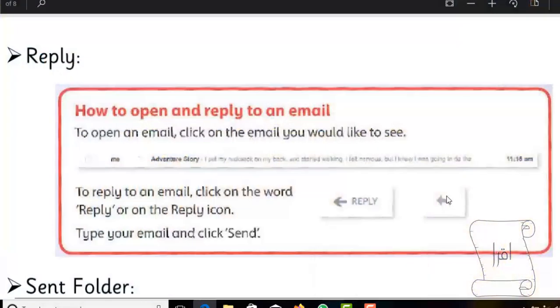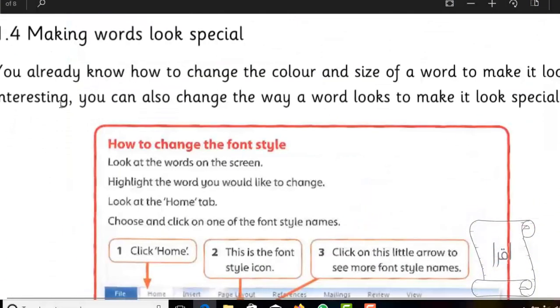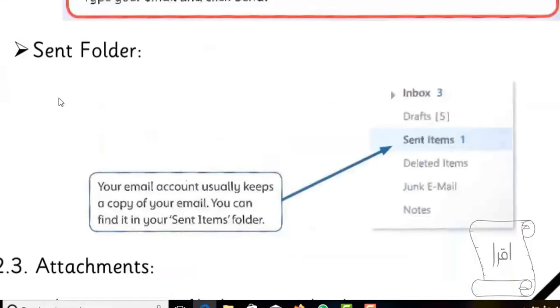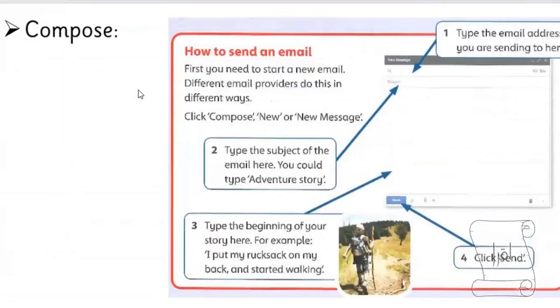Now, when I send someone an email, it will be saved in my Sent folder. Every email that I send, I will get a copy saved in my Sent items or Sent folder. Okay, so I wrote a message over here. What if I want to send a picture?